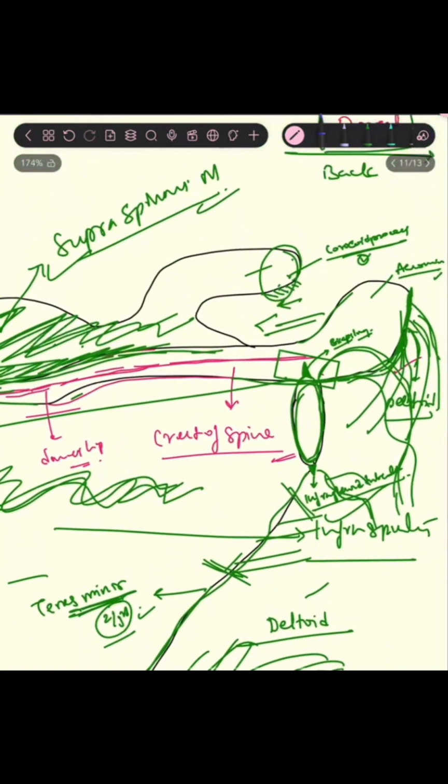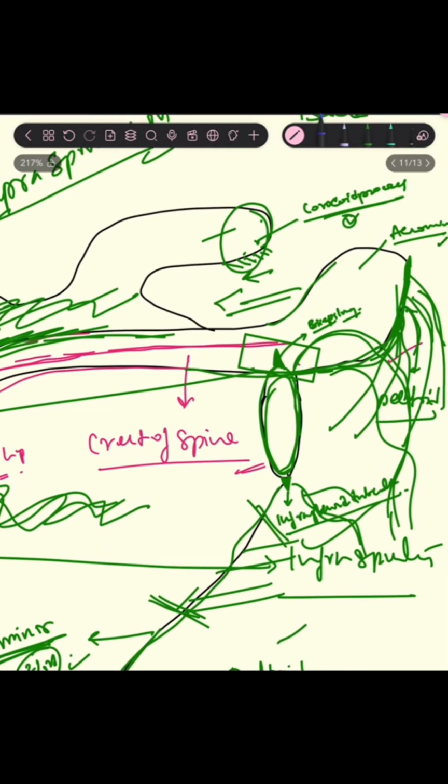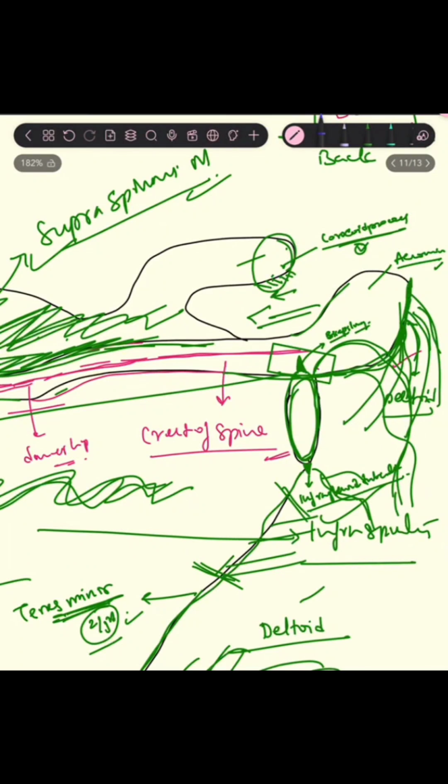So the long head of biceps and long head of triceps is completed. Now we come to the coracobrachialis muscle. What muscle? Coracobrachialis muscle. In the name itself, it is telling that it's coraco. It is having its origin from the coracoid process.